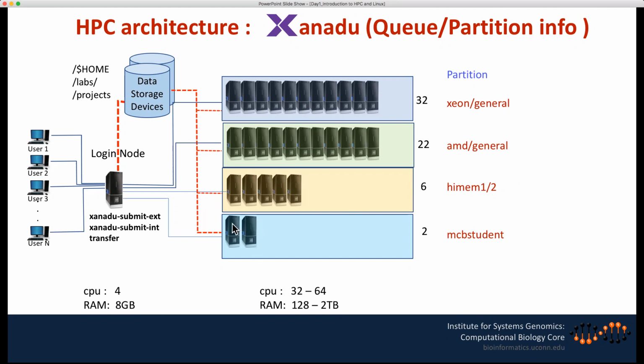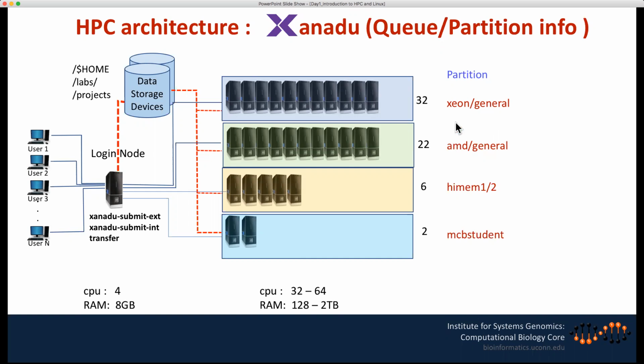Then we have the MCB student partitions. These are primarily 2 compute nodes designated for teaching purposes. And this is for the workshops as well. So we'll be using these 2 today. Sometimes the same compute nodes could be associated with more than one partition, which is quite common. So these 22 are associated also with Xeon and could also be referred to using the general partition.